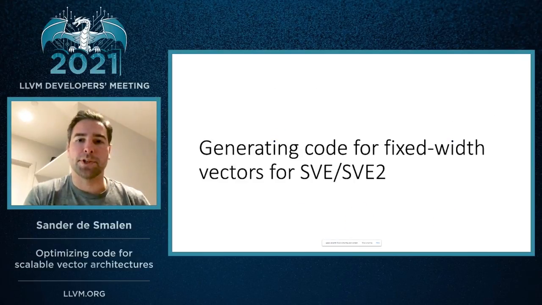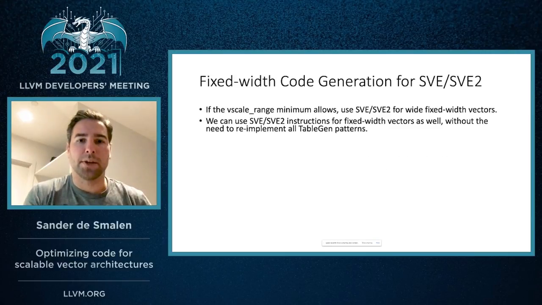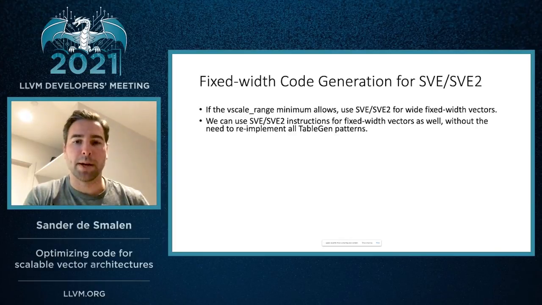Next up, we want to show a mechanism to generate code for wide fixed width vectors. So we can always use Neon to vectorize fixed width vectors smaller than or equal to 128 bits. But if the vscale range suggests a minimum range that's larger than 1, then we could use SVE and SVE2. This does mean the generated code is no longer portable for CPUs that have a vscale range lower than the one being compiled for. For SVE, this is therefore enabled through a special target-specific flag, msve-vector-bits. We get to benefit from all the existing DAG combines on fixed width vectors, and we can reuse all the existing ISel patterns that we have implemented for scalable vectors.